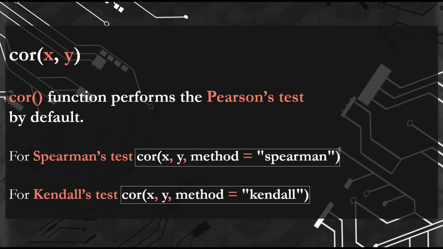So the correlation function performs the Pearson test by default. So if you want to specify Spearman test or Kendall test, you need to write it in your command. Inside the correlation function, you specify by writing method equal Spearman or method equal Kendall.